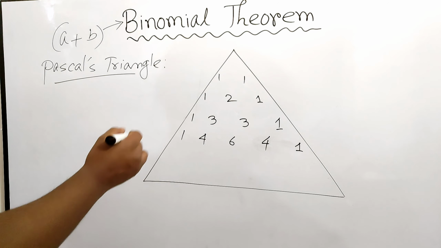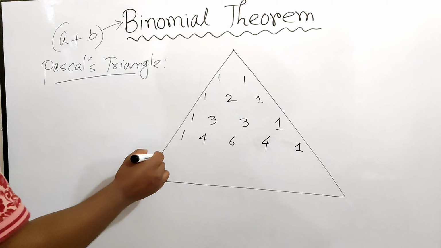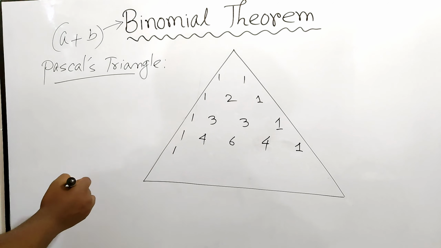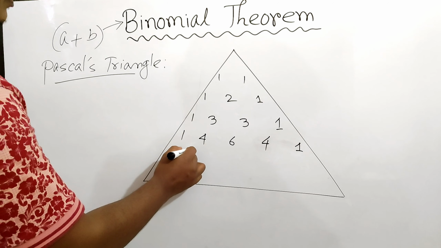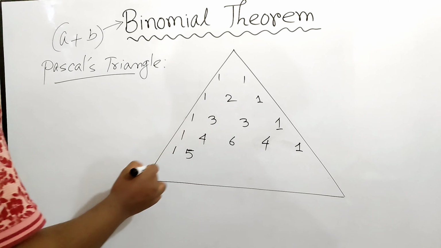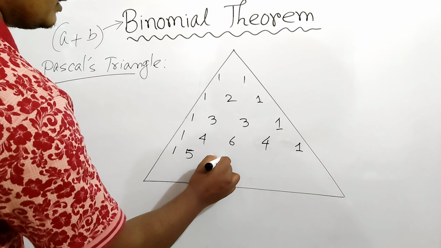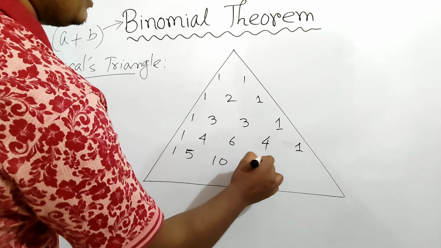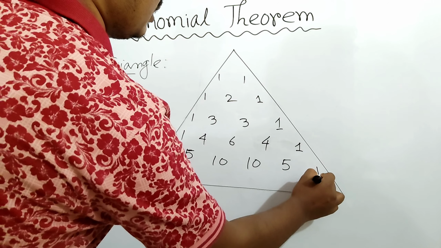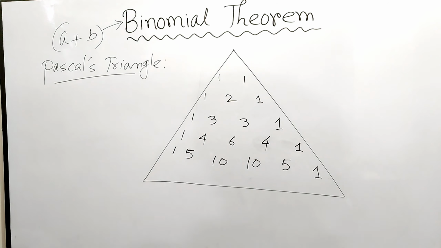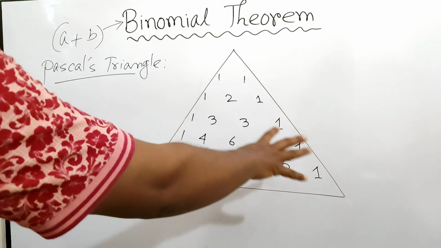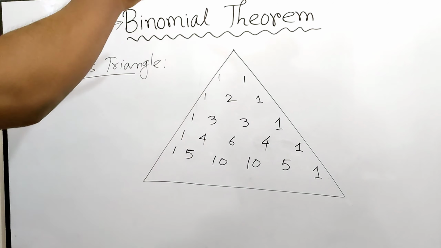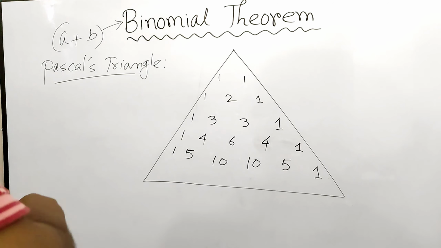For the coefficients of power 5, the first term is always 1, and then 5, 10, 10, 5 and 1. Now if you look at the pattern of these coefficients, it looks like a triangle. That's why this is called Pascal's triangle.